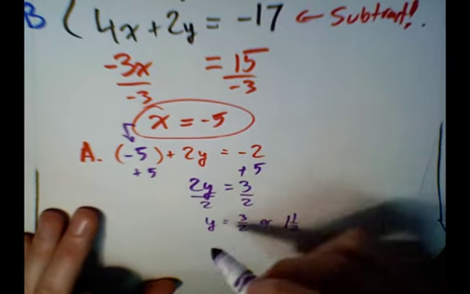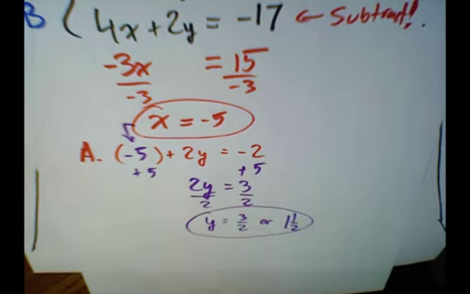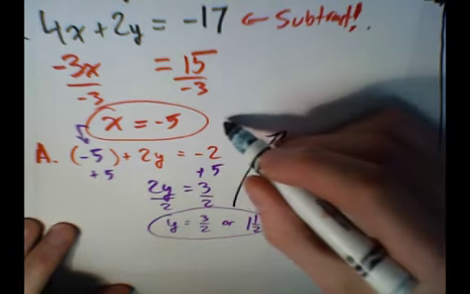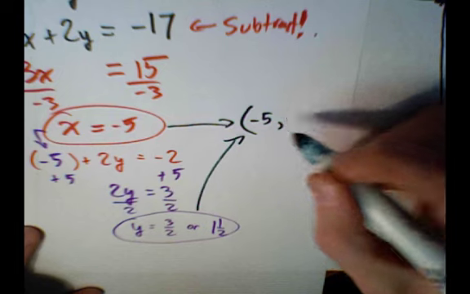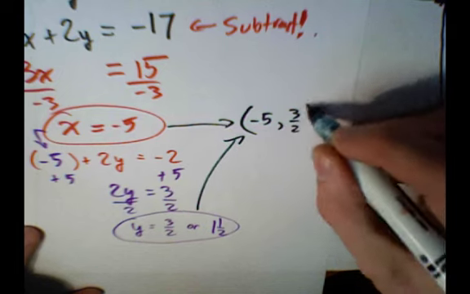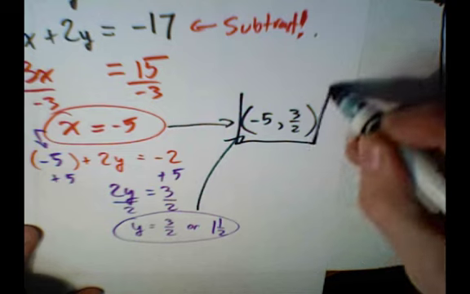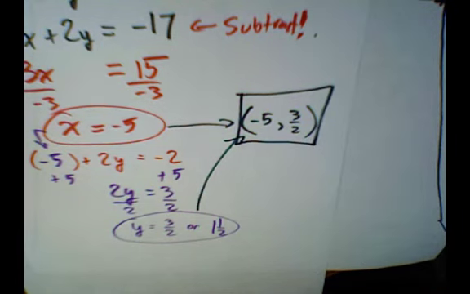So our final answer is the ordered pair -5, comma, 3/2. Circle or box your final answer.